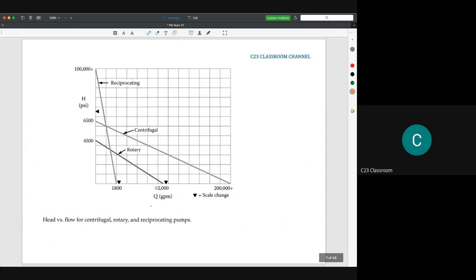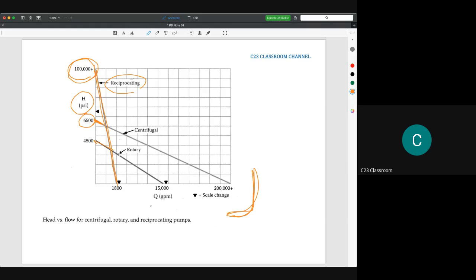So the graph about the head of pump can be shown in this graph. So you could see here the reciprocating here. So the line is like this. So it means that it could reach around 100,000 pounds per square inch, okay, PSI, compared with the centrifugal pump with only 6,500. So 6,500 and 100,000 plus is relatively very high in terms of value.